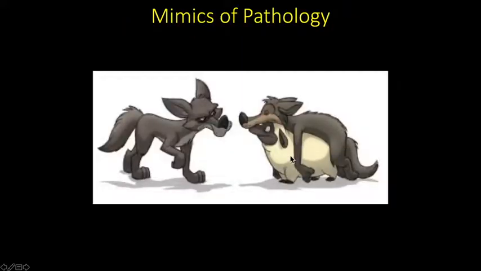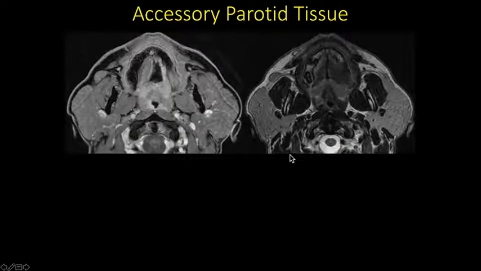So moving on to mimics of pathology. The first one I want to talk about is accessory parotid tissue. Now this can be separate from the orthotopic portion of the gland, as you see on the patient's right side.